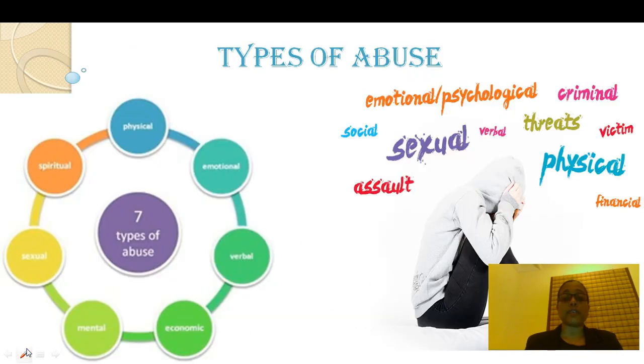There are 7 types of abuse. It is physical, emotional, verbal, economic, mental, sexual, and spiritual. And as the picture indicates, the person is trying to prevent himself from the various types of abuse.